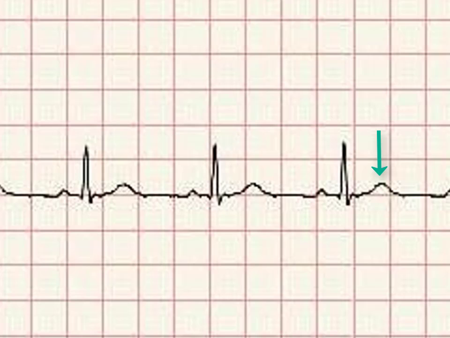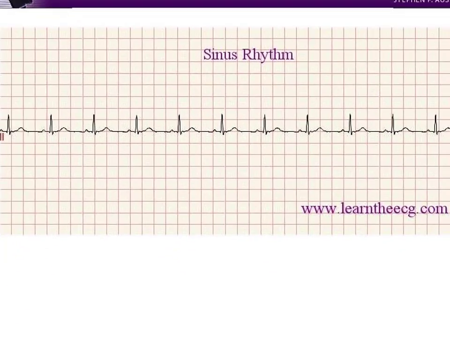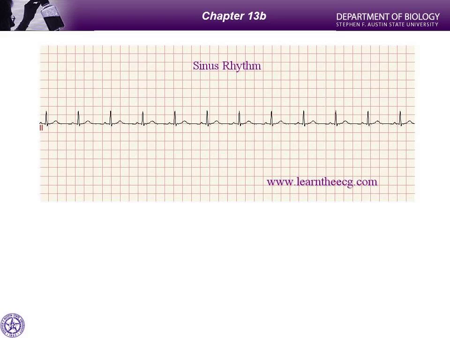What's that? T. This is the N. So you're looking at these units. These are the repeating units. So P, T, and the QRS are fairly easy to see. So that's our normal sinus rhythm.